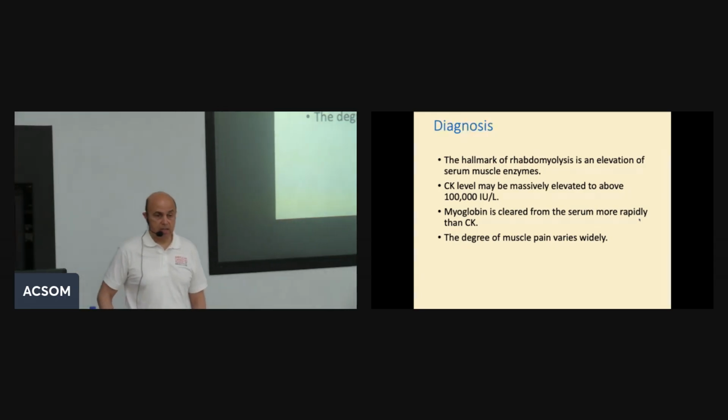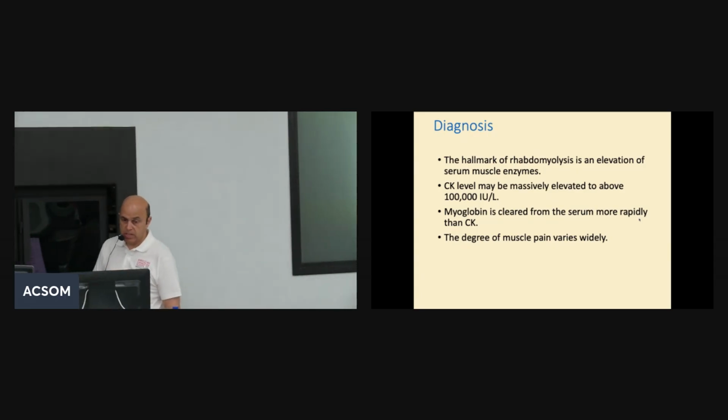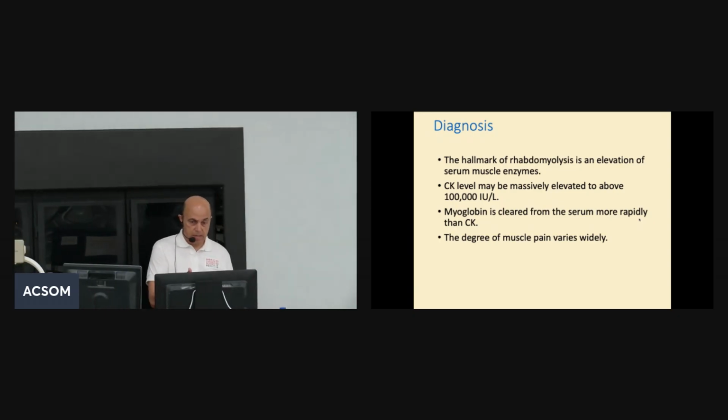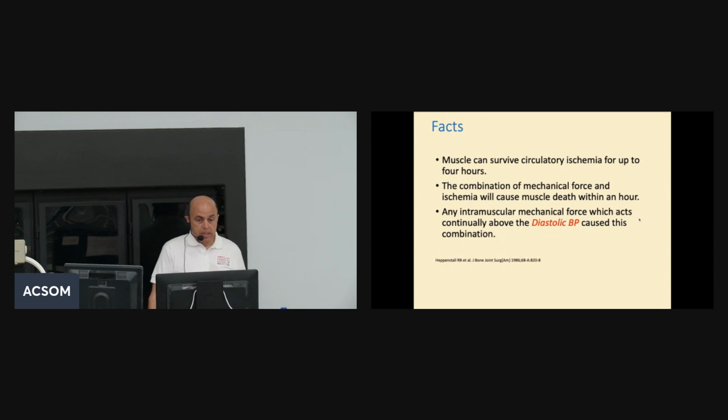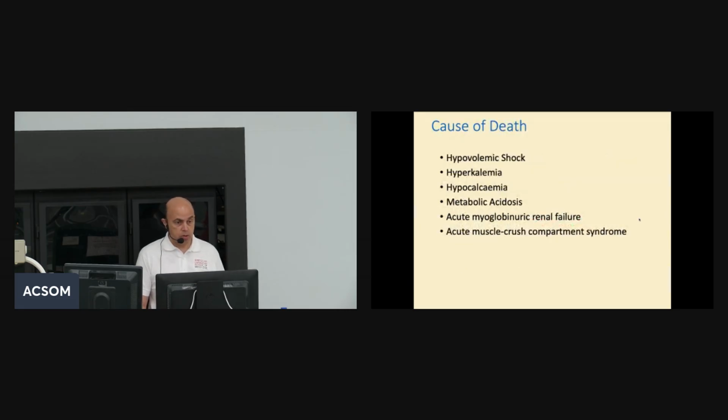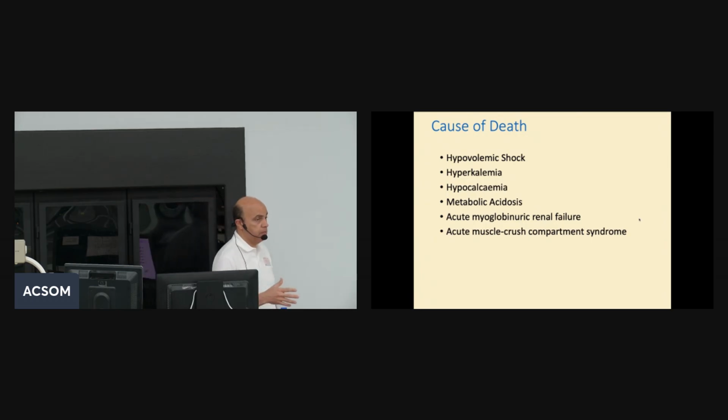And then how do we find out the lab marker or biomarker to diagnose? You're checking the CPK, creatine phosphokinase, or CK. It should be more than, like, a classic one, more than 20, 30,000, but it could be more than 1,000, 100,000. So anytime your intramuscular mechanical force is above diastolic blood pressure, you may have this muscle injury. So these are the six main mechanisms of the problem.